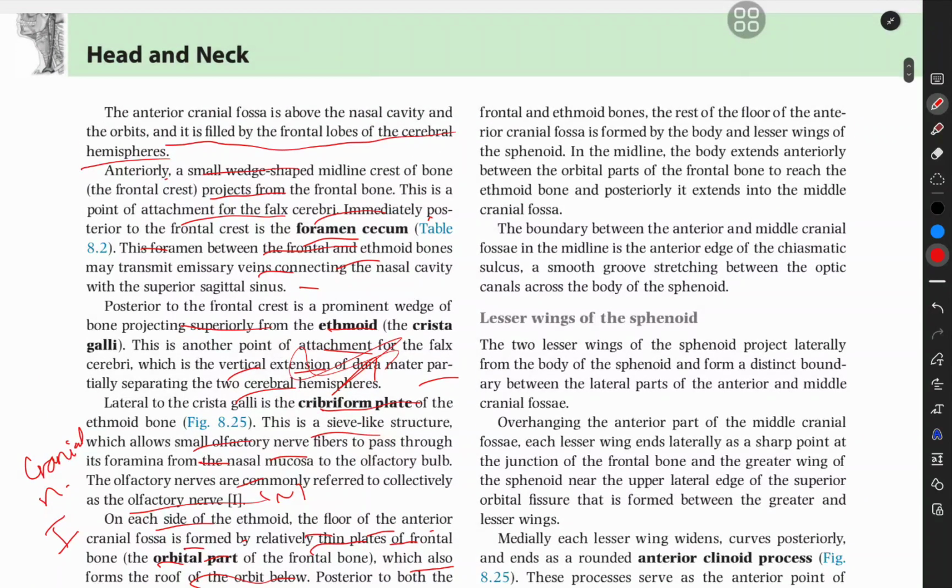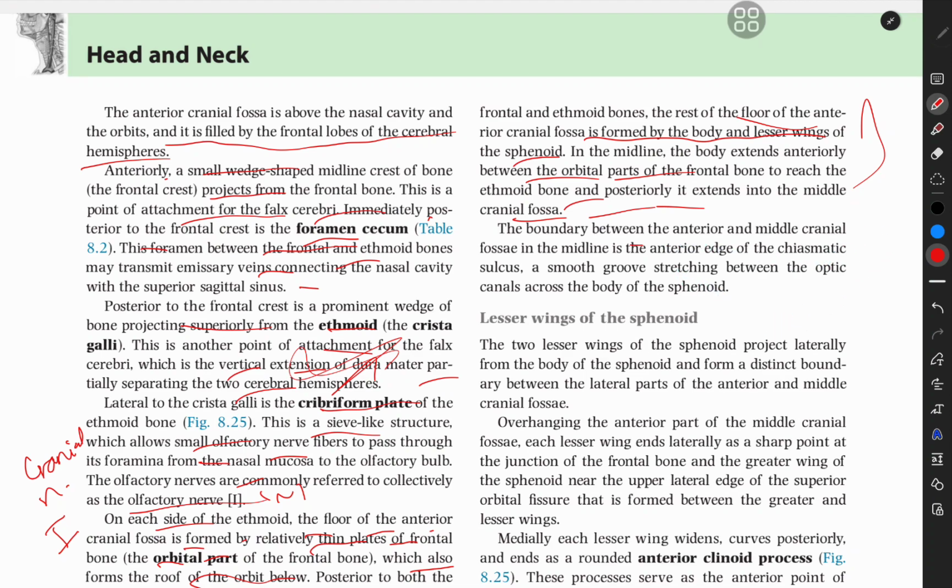Posterior to both the frontal and ethmoidal bones, the rest of the floor of the anterior cranial fossa is formed by the body and lesser wings of the sphenoid. In the midline, the body extends anteriorly between the orbital parts of the frontal bone to reach the ethmoid bone, and posteriorly extends to the middle cranial fossa. This is description. Yeah, we've seen everything.